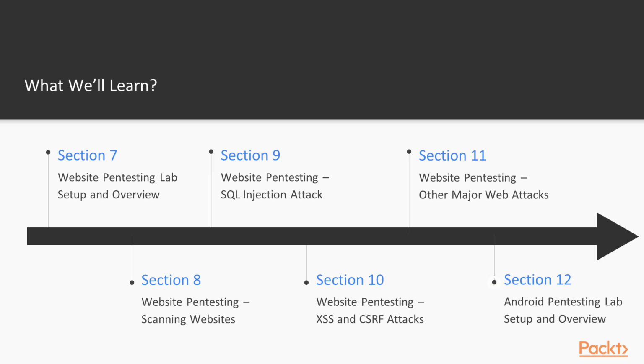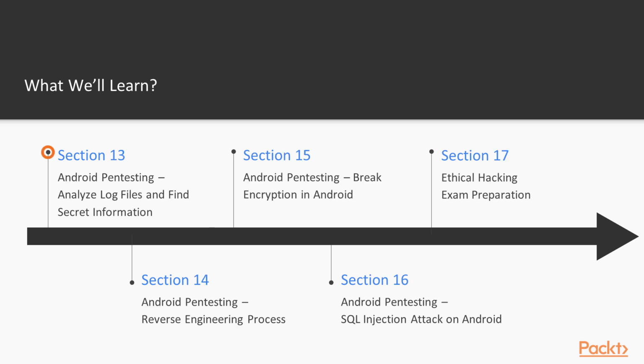Then we will proceed to the Android pen testing lab setup. We will learn how you can analyze the log files and how you can find out some secret information. We will also perform reverse engineering inside Android. We will perform how you can break encryption inside an Android machine. We will also perform an SQL injection attack. And finally, we will end up with ethical hacking exam preparation.